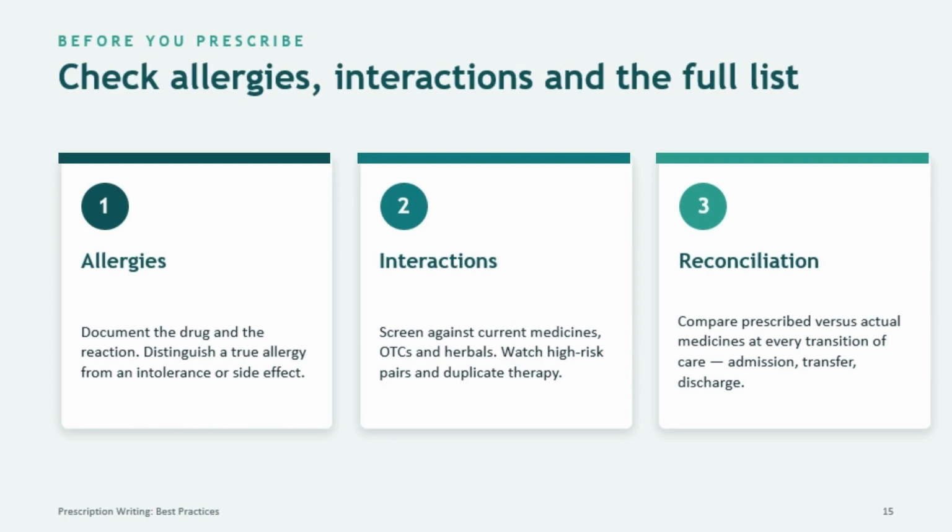Second, interactions. Screen against current medicines, including over-the-counter products and herbals, and watch for high-risk pairs and duplicate therapy. And third, reconciliation. Compare what's prescribed against what the patient is actually taking, and do this at every transition of care, admission, transfer, and discharge. This is where errors love to hide.